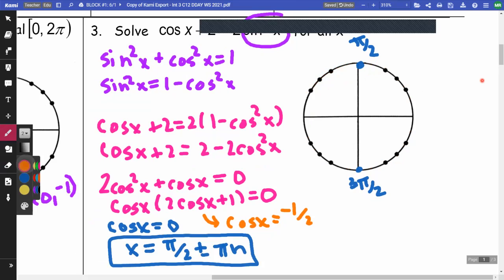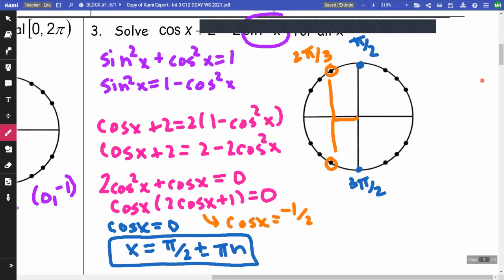And then for my cosine being a negative 1/2, cosine is your x. So I want basically short, long. Short, long, so it's going to put me here. And also short, long is going to put me here because that's going to be a negative. And so this is going to be 2 pi thirds. And this one's going to be 4 pi thirds.